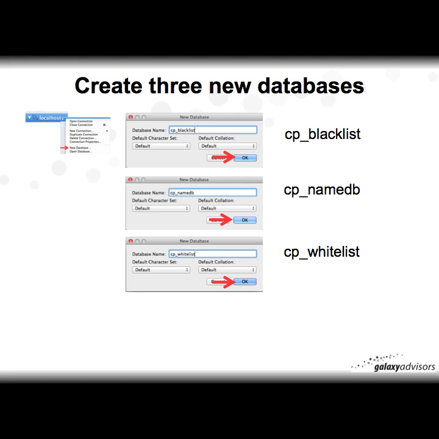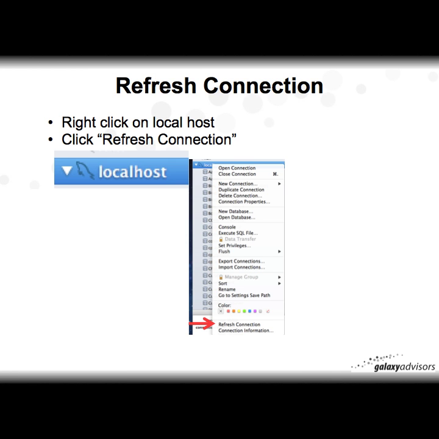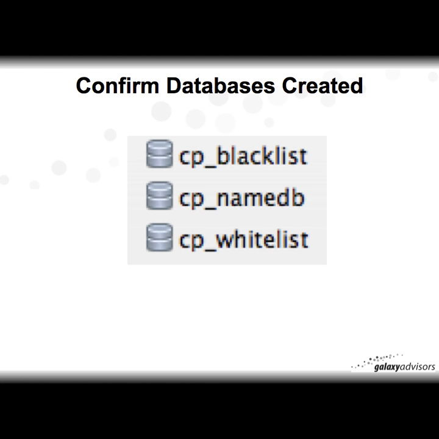Repeat the step, right click on localhost, select new database and put in CP_name_DB, click OK. And then a third time, right click on localhost, select new database and enter CP_whitelist, click OK. Now it's important that you have each of these names spelled right, so just double check your spelling when you're adding those databases. Then right click on the localhost, click refresh connection at the very bottom. That refreshes it so you can see the names that you've just added. And then you should see these 3 to confirm the databases that you've created.